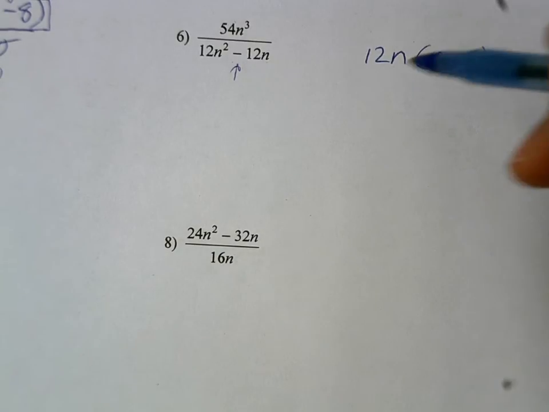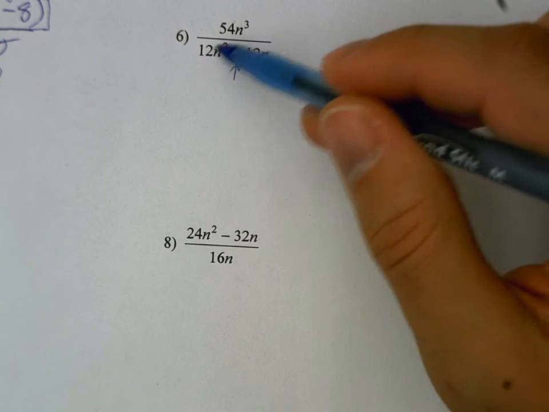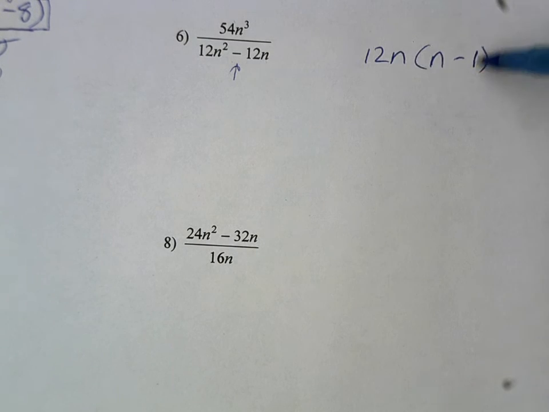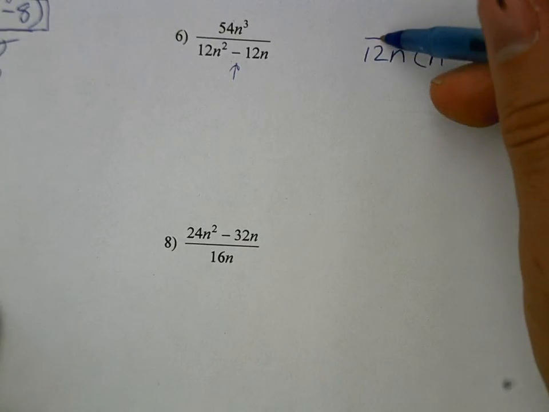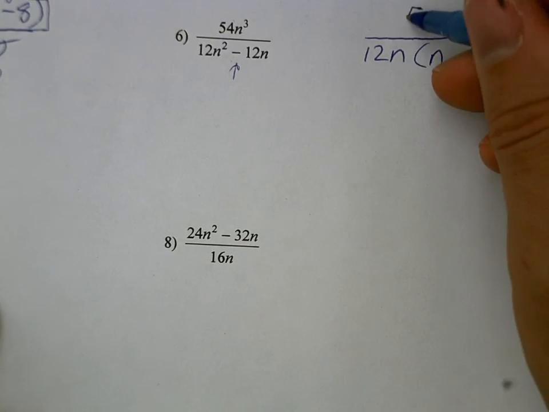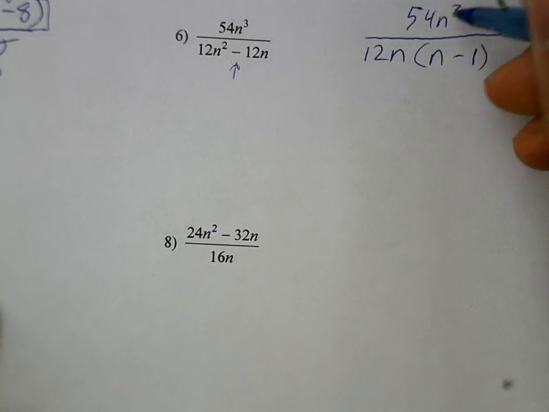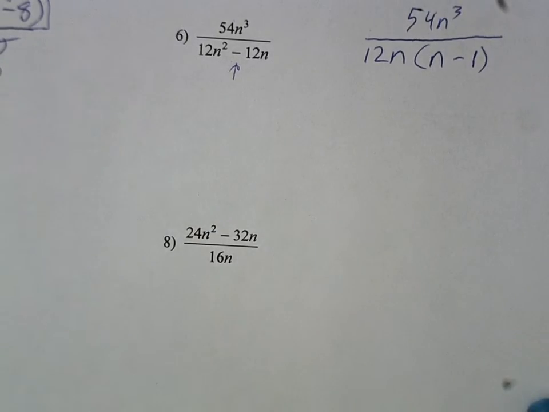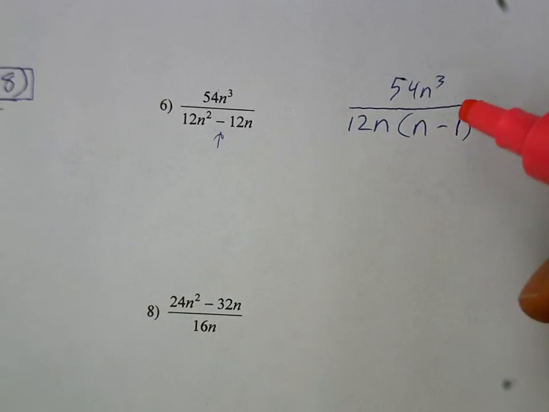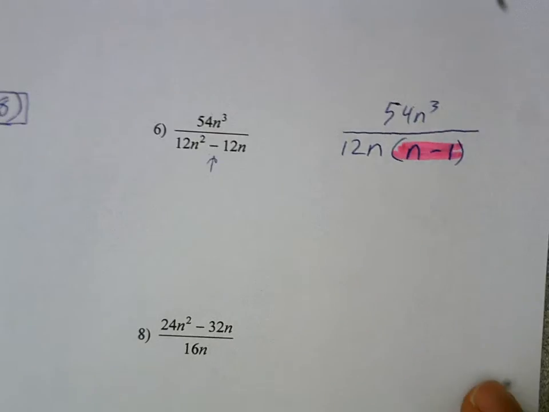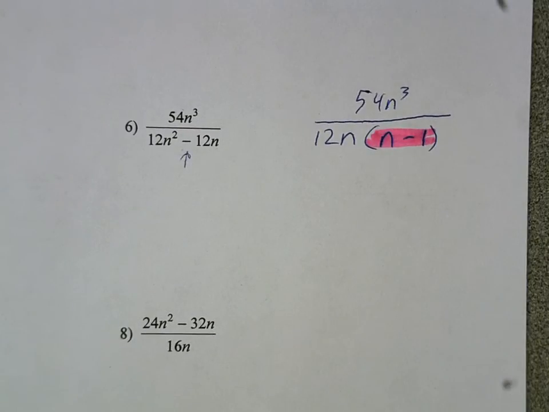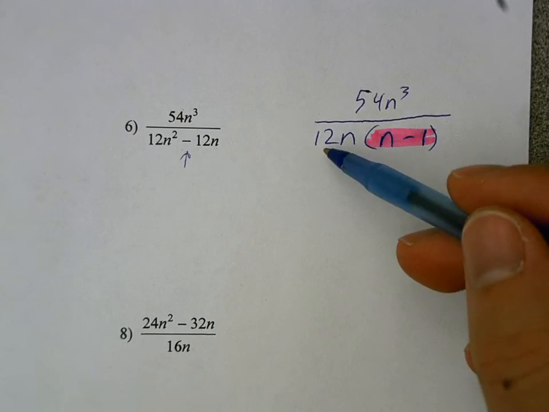If I multiply that back in, 12n times n is 12n squared. 12n times negative 1 is negative 12n. I get the exact same thing back. All over 54n cubed. This n minus 1, this is one piece, one block. I can't cancel out a part of it unless I can cancel out the entire thing. So it's going to stay together. But I can cancel out stuff with the 54 and 12.